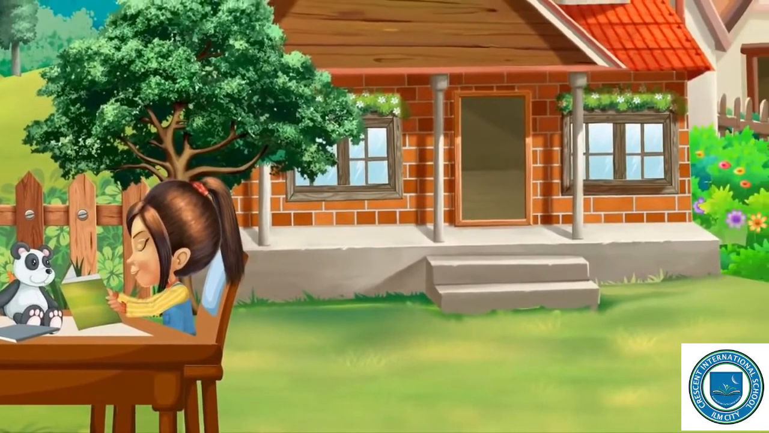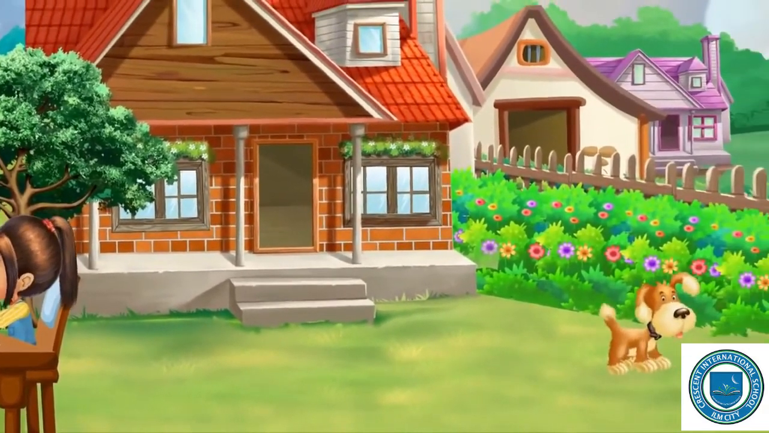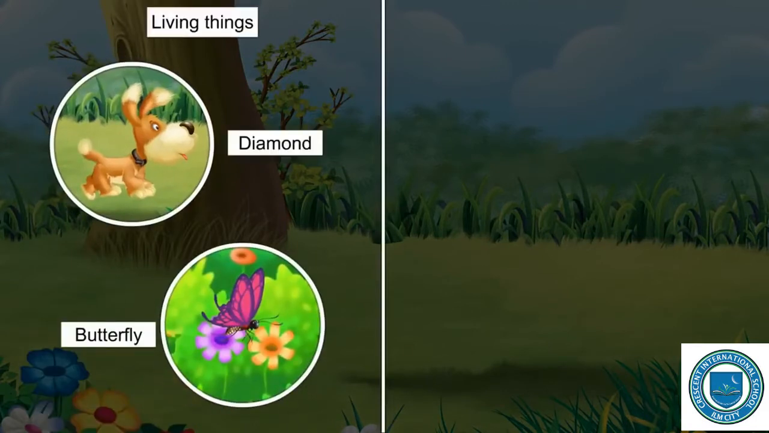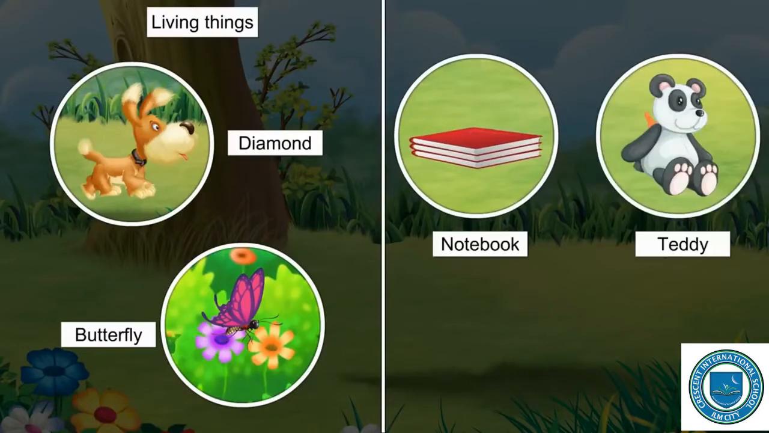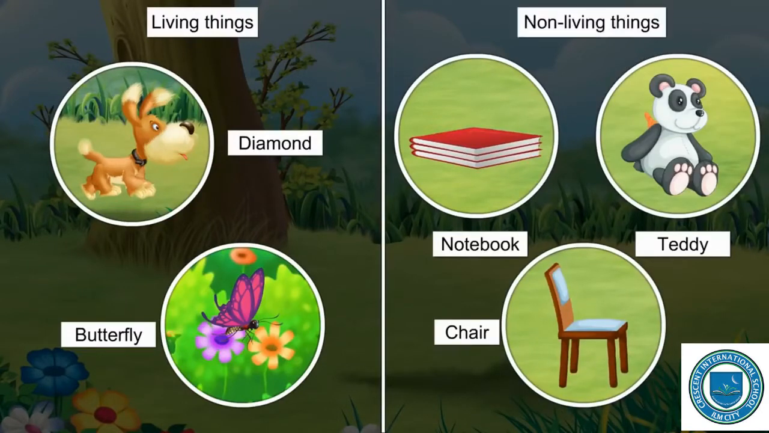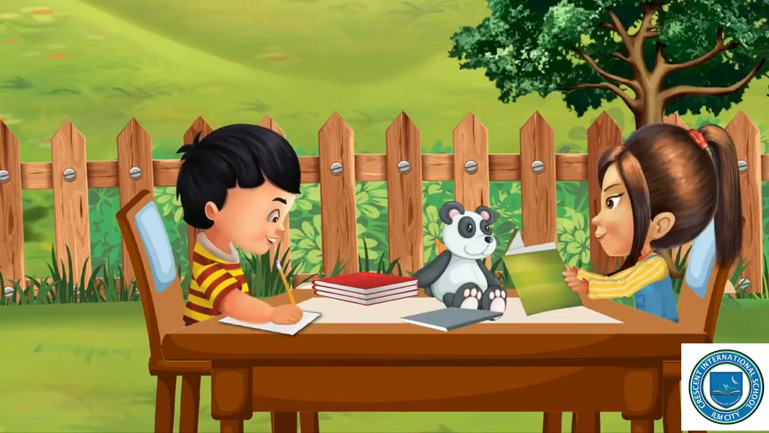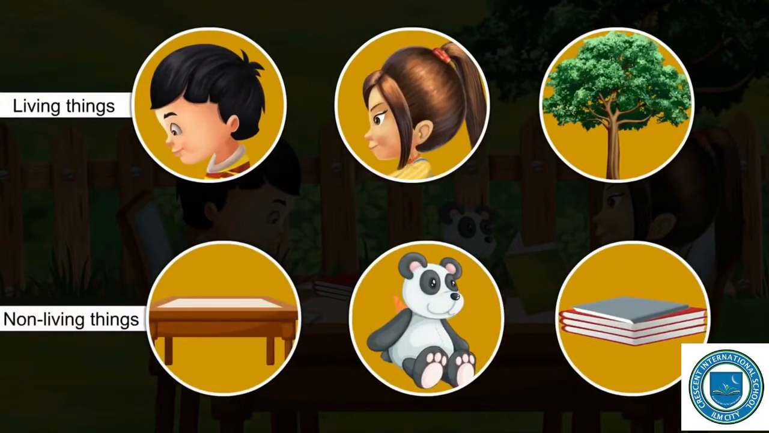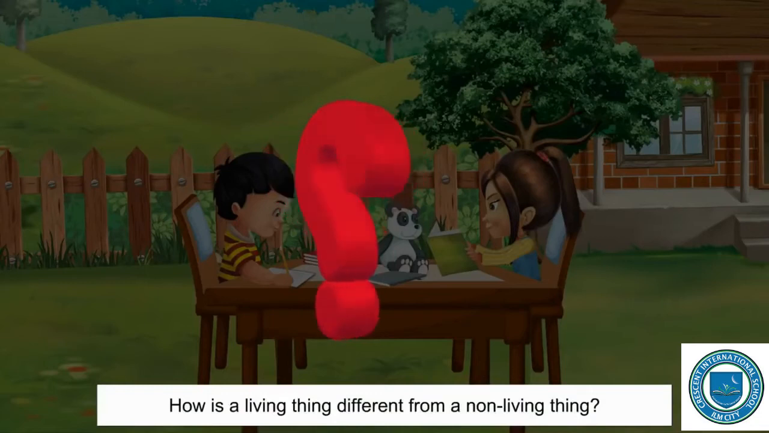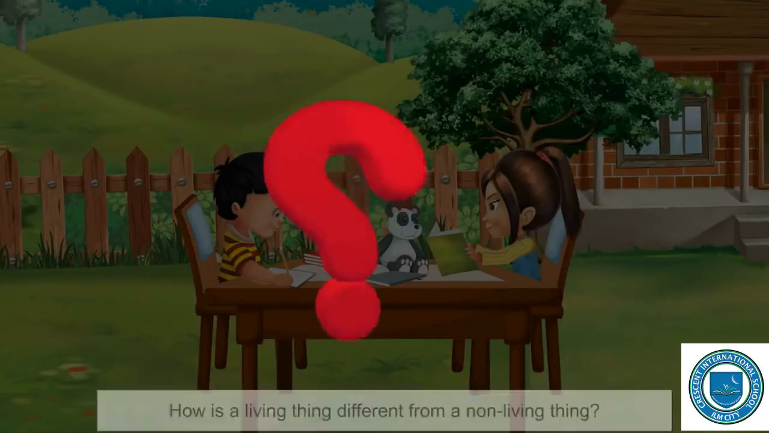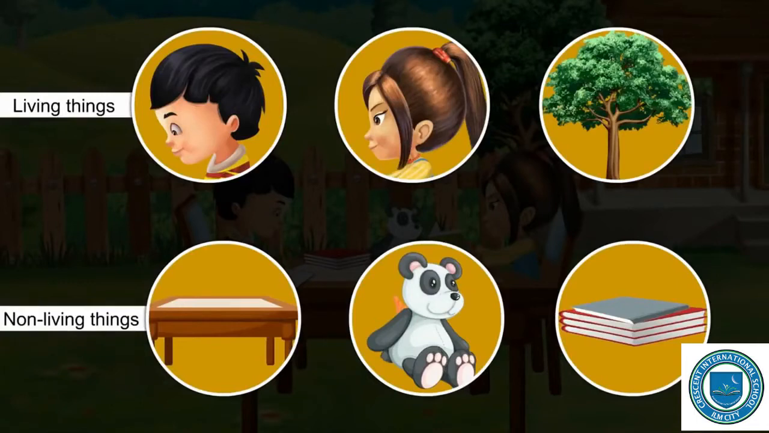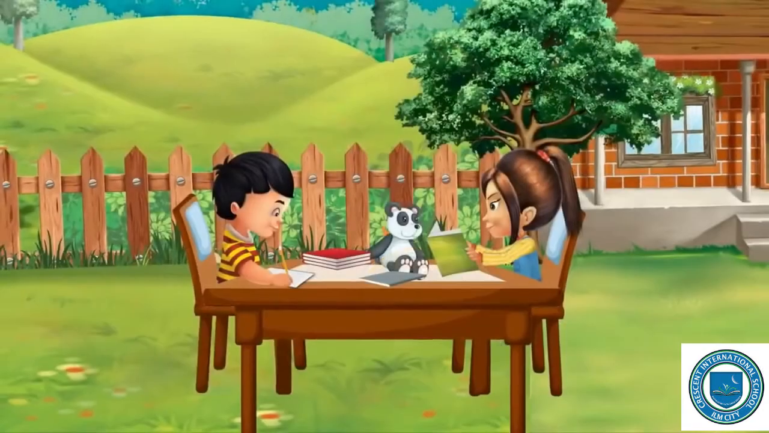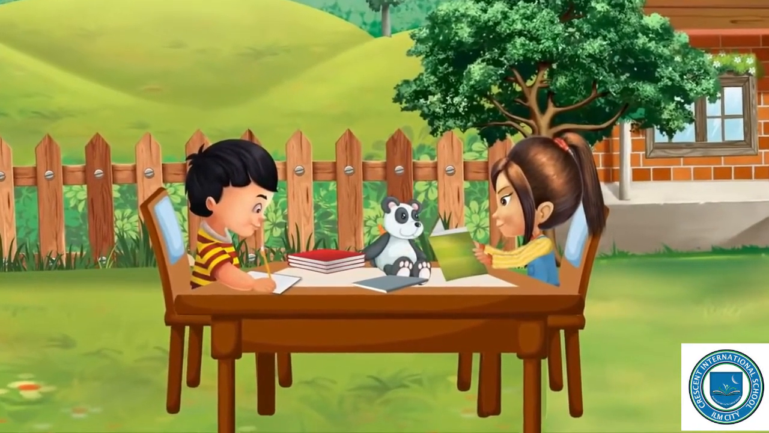Some of these are living, while others are non-living. For example, Diamond and the butterfly are living things, but the notebook, the teddy, and the chair are non-living things. Just like Sid and Alicia, we all are surrounded by living and non-living things. Do you know how a living thing is different from a non-living thing? Well, there are certain characteristics that a living thing has but a non-living thing doesn't. Come, let us look at these features one by one.